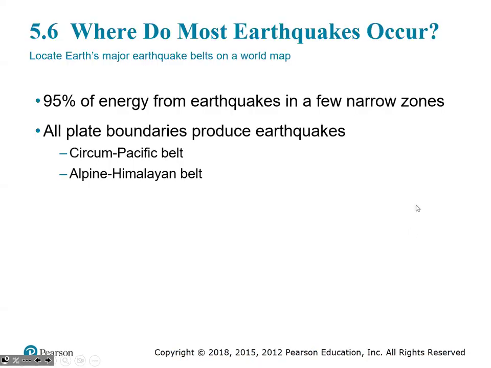So, where do most earthquakes occur? Most, 95% of the energy from earthquakes occurs in a few narrow zones. All plate boundaries produce earthquakes, and some of the more common places are things like the Circum-Pacific Belt, around the Pacific, the Alpine Himalayan Belt, that also generates earthquakes. So all these boundaries produce earthquakes.